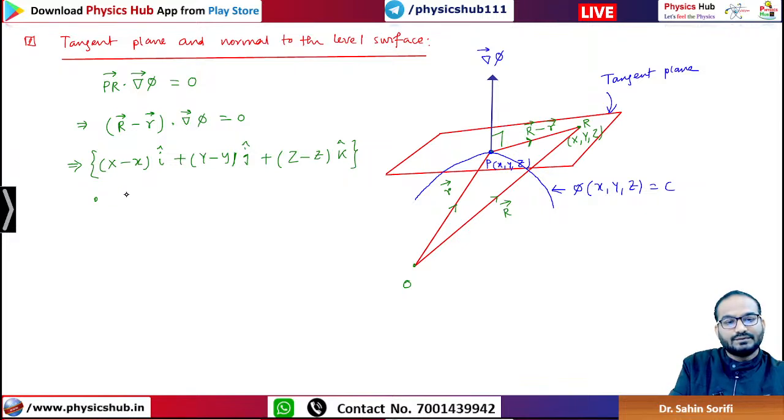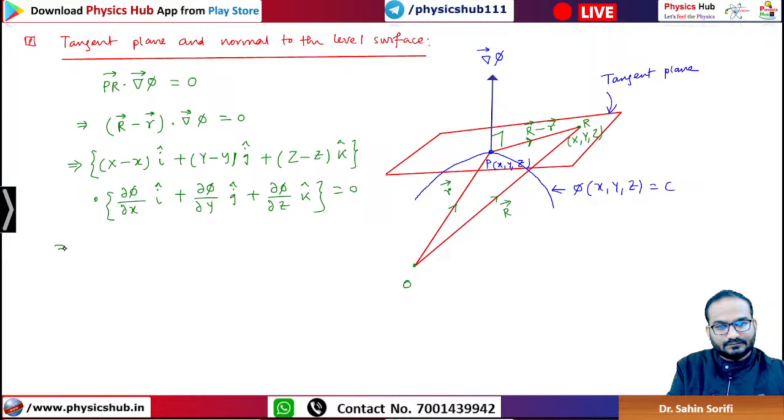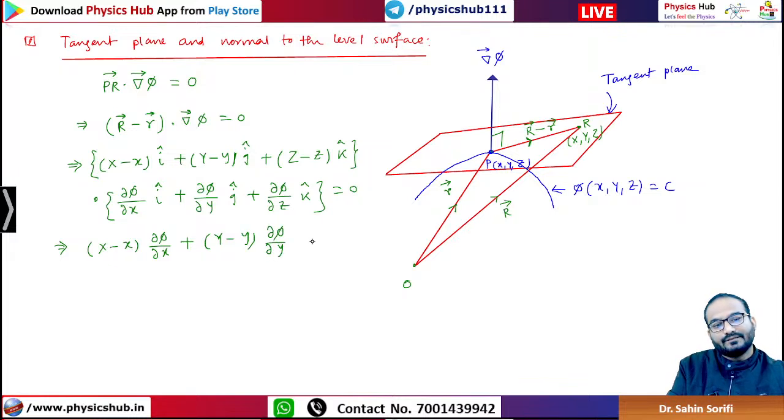Grad phi you already know: del phi by del x I cap, del phi by del y j cap, del phi by del z k cap, right? Now if you take the dot product, what do you get? You get (x minus x1) del phi by del x plus (y minus y1) del phi by del y.